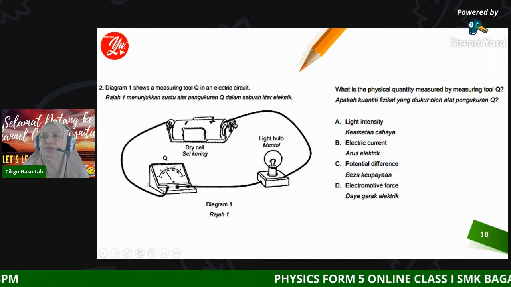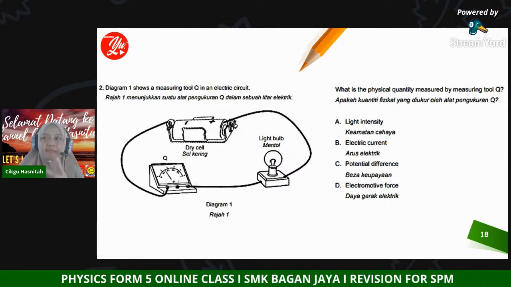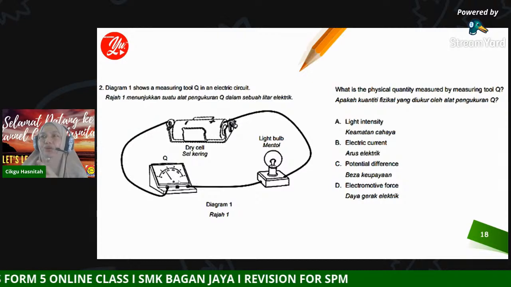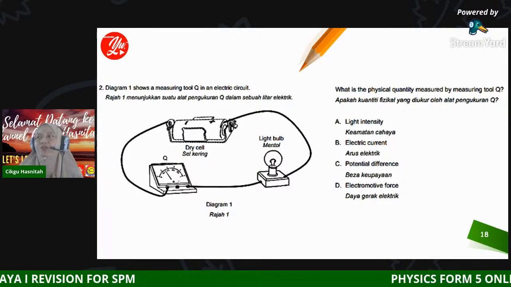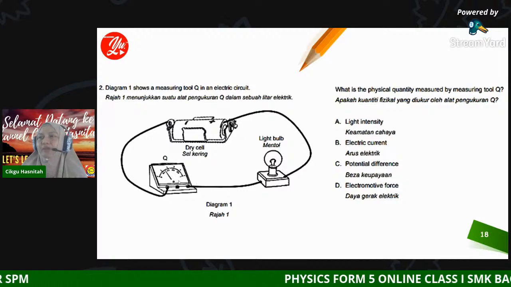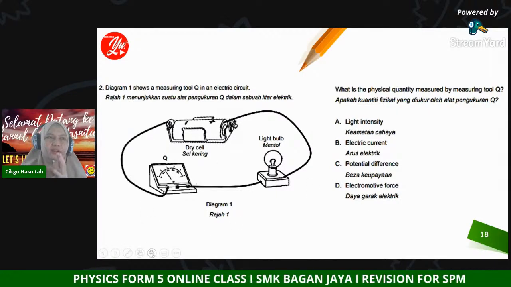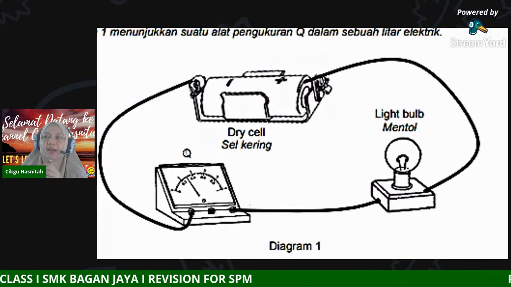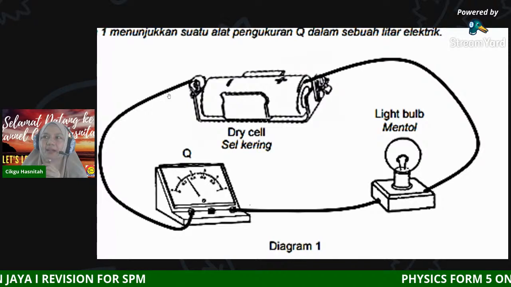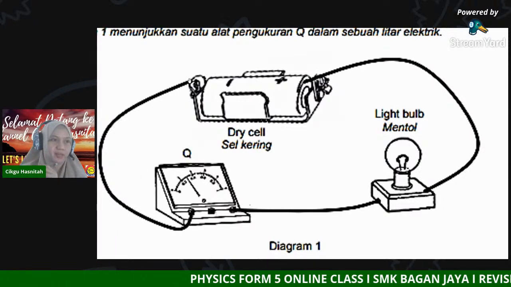So now we want to know Q. Is this Q an ammeter or a voltmeter? How to know? Yes, the answer is B. Very good. It is B, to measure electric current. How to know this is an ammeter and not a voltmeter? You look at how it is connected. Now you can see that Q is connected in series with the battery.